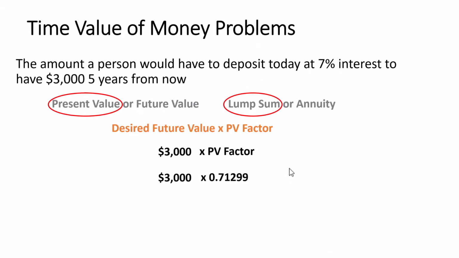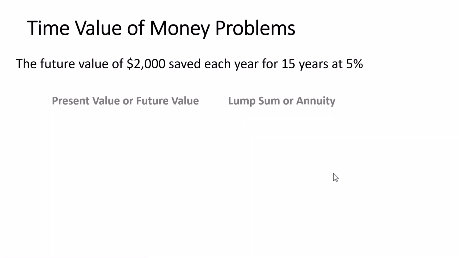Now we're just going to do $3,000 times 0.71299, and that gives us $2,138.97. This is how much we would have to deposit today in order to have $3,000 5 years from now at 7% interest. Let's go ahead and work through the next one.